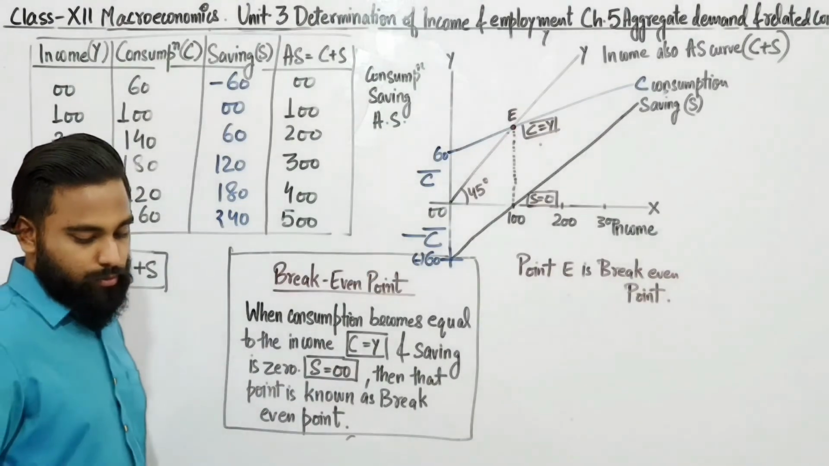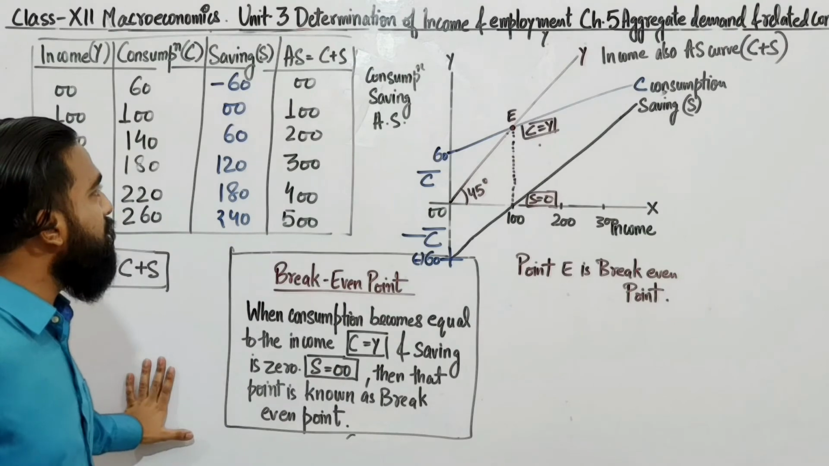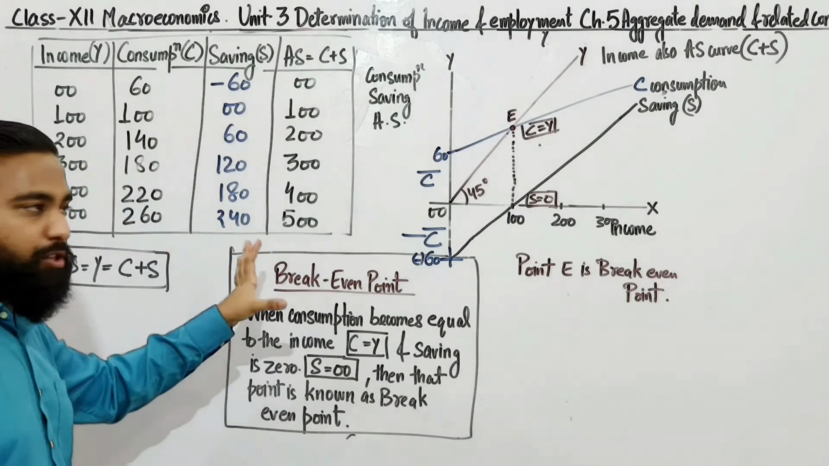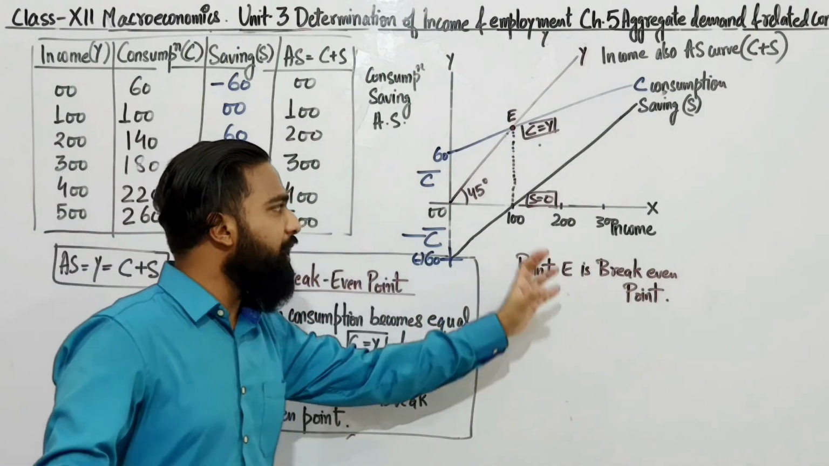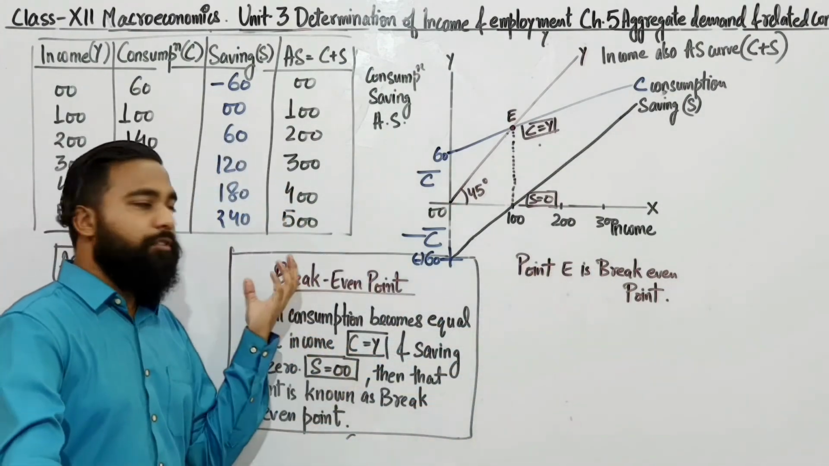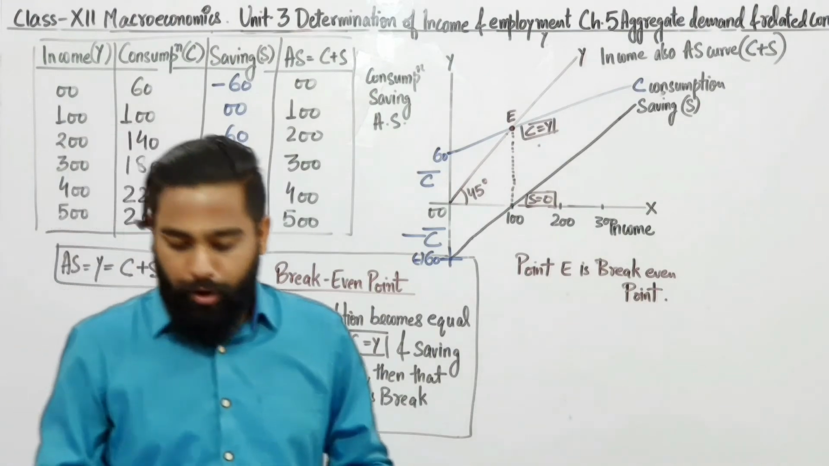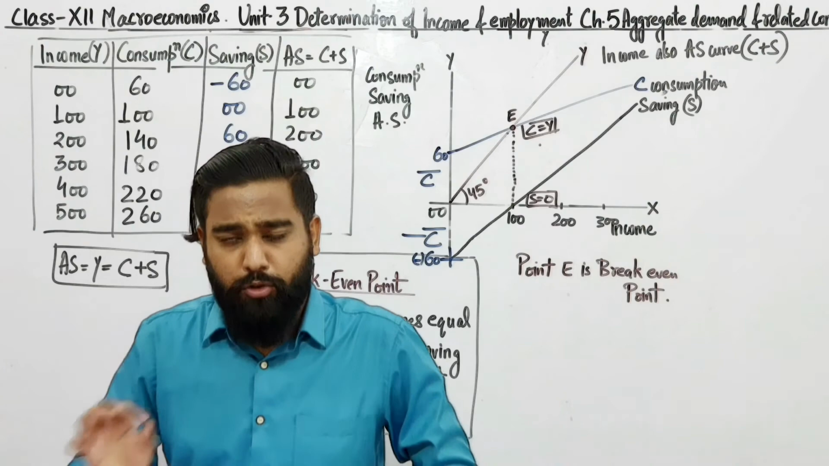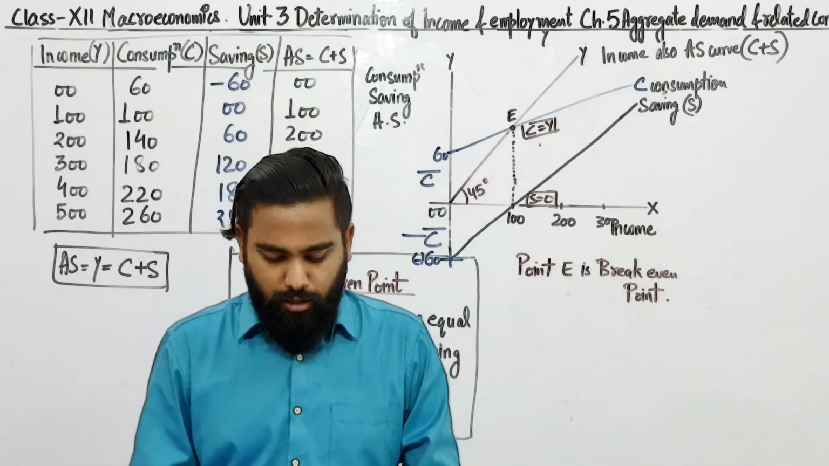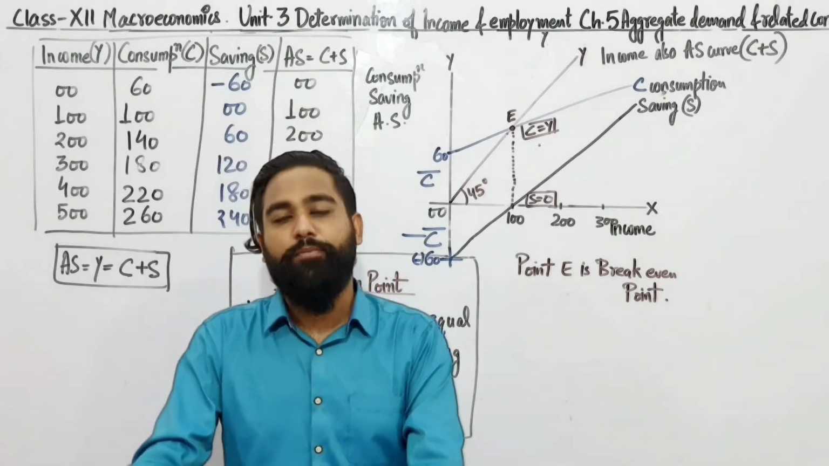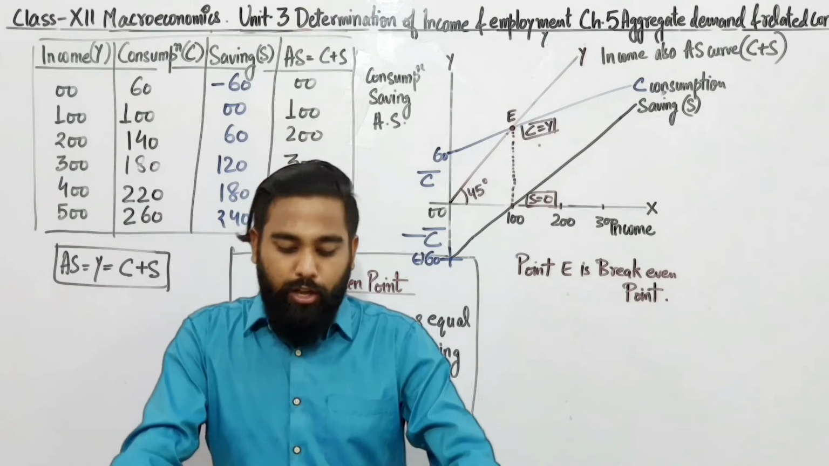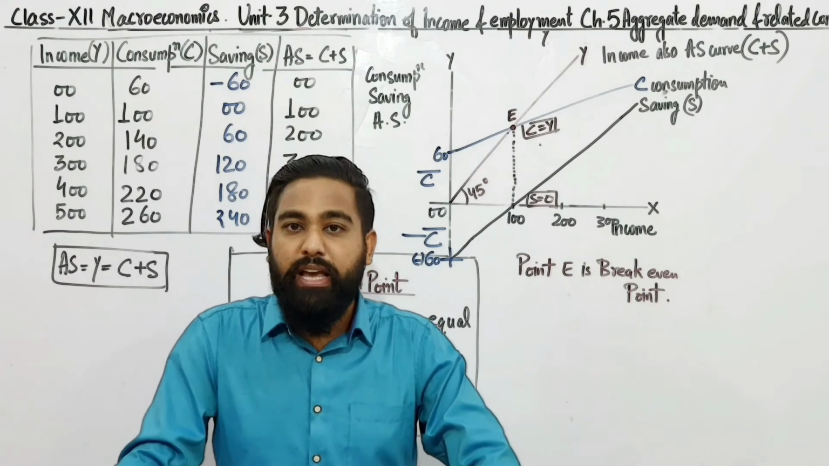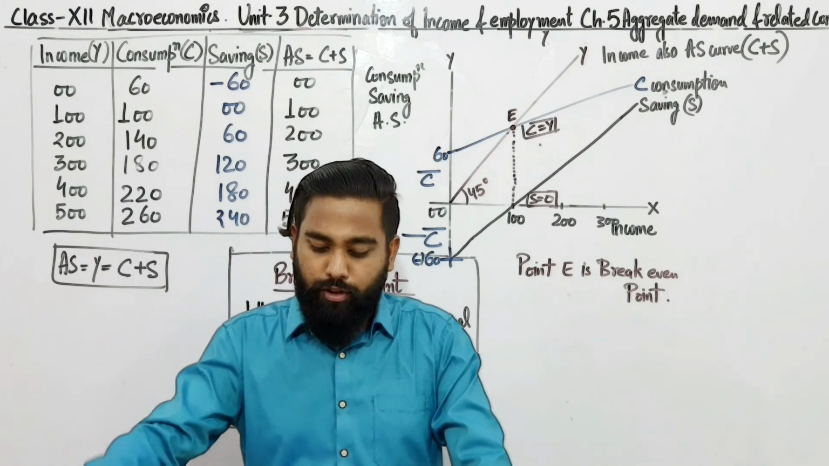Now, I hope you have understood each and every concept of aggregate supply. You have understood how to make the schedule, you have understood the diagram, and you also understood the point which is break-even point. You have understood the aggregate supply, that AS is equal to national income, which is equal to C plus S. You also studied the components which are consumption expenditure and the saving. You understood what is saving. Saving is a function of income. The formula was S is equal to function of Y.